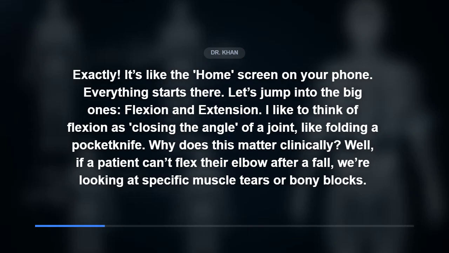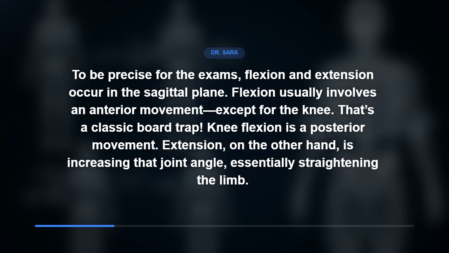I like to think of flexion as closing the angle of a joint, like folding a pocket knife. Why does this matter clinically? Well, if a patient can't flex their elbow after a fall, we're looking at specific muscle tears or bony blocks. To be precise for the exams, flexion and extension occur in the sagittal plane.